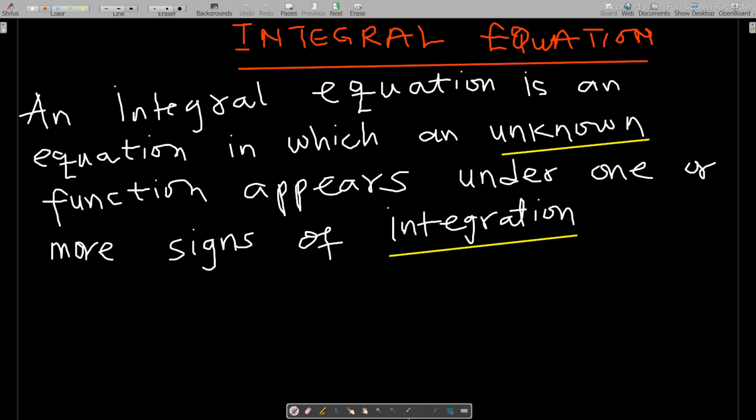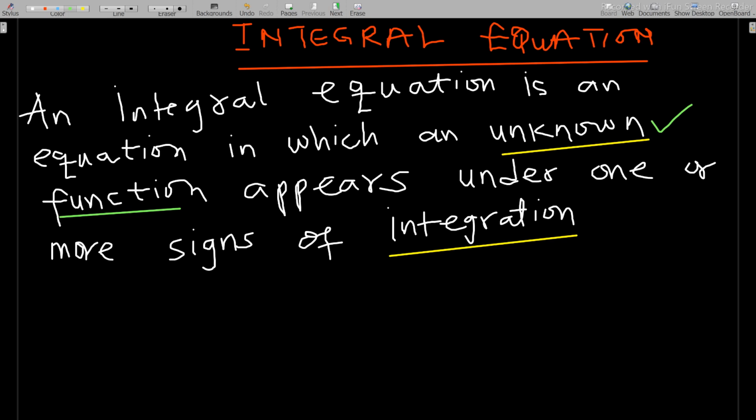Introduction to integral equations. When you say an integral equation, it is an equation in which an unknown function appears under one or more signs of integration. This unknown function is very, very important, that's why I've underlined it.